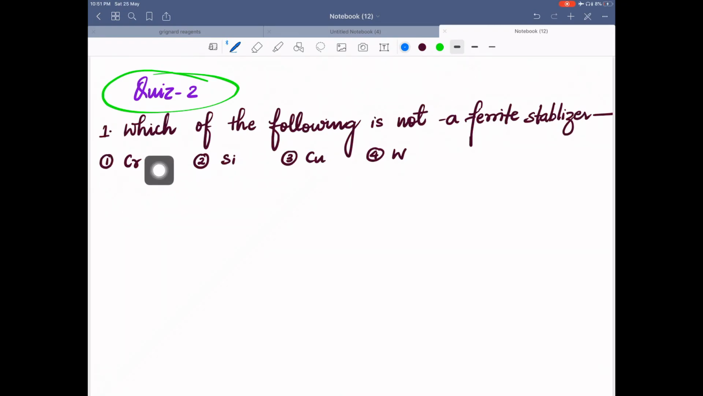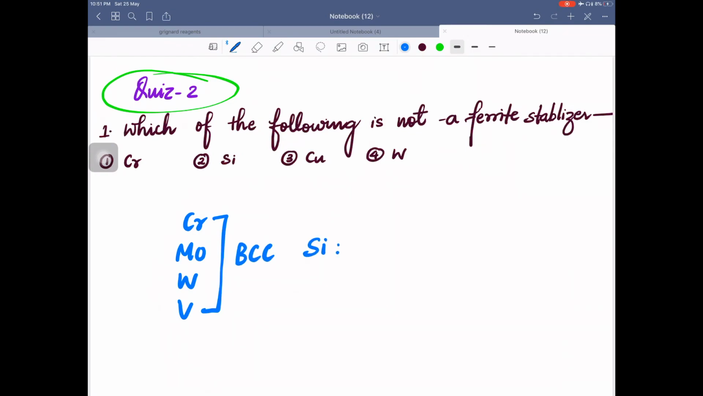So let's see the first question, and this is asking which of the following is not a ferrite stabilizer. So basically, we know that a ferrite stabilizer stabilizes the ferrite phase in a steel, and these are basically having BCC crystal structure like chromium, molybdenum, tungsten, vanadium. These all are having BCC crystal structure, as well as one more, silicon, which is having diamond cubic crystal structure.